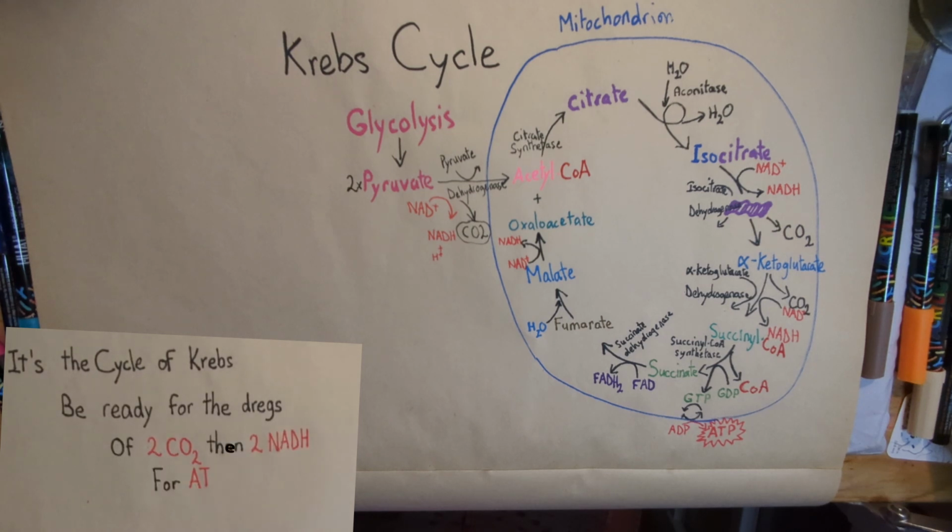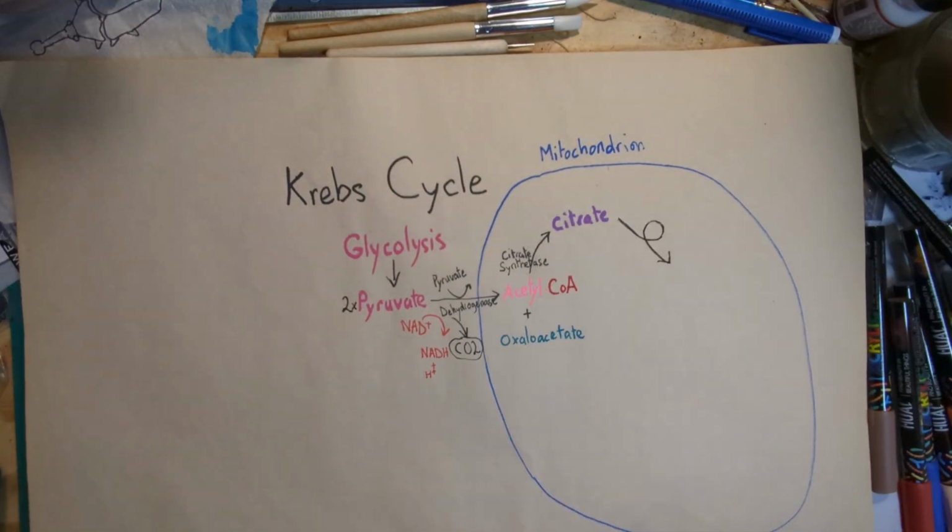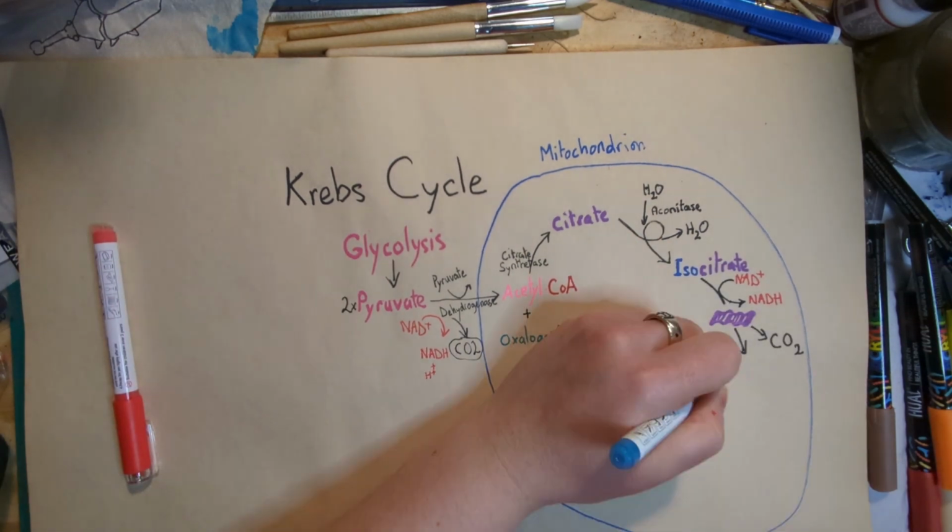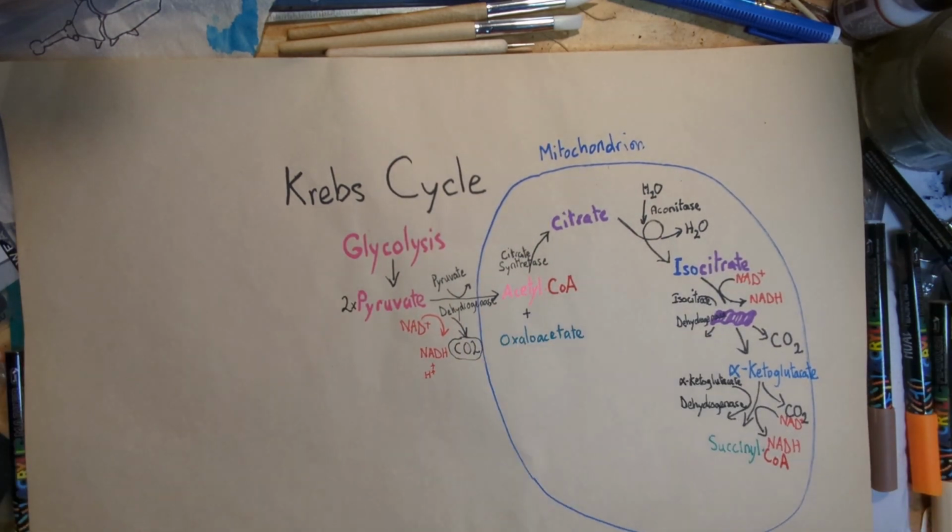And it's the cycle of Krebs. You have seen the dregs of 2 CO2, then 2 NADH, for ATP, then FADH2, then one last NADH. And we could start back from the beginning, from the acetyl CoA hack and oxaloacetate spinach.